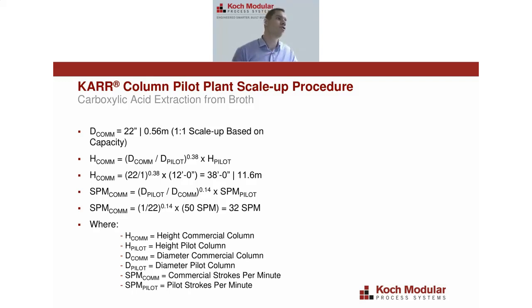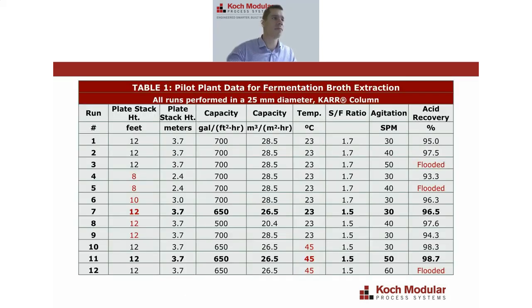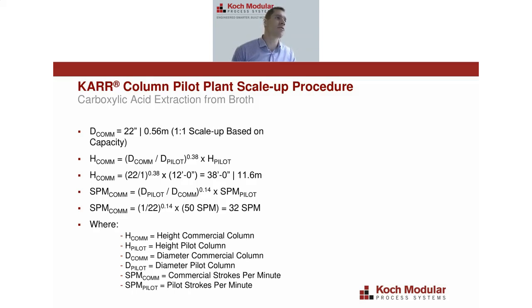So this slide shows how we scaled up to the commercial design. One nice thing about a Karr column is it's a 1-to-1 scale up based upon capacity. So since we knew that in runs 7 and 11 we were running at 650 gallons per hour per foot squared, we maintained that capacity for the commercial scale up diameter, which resulted in a diameter of 22 inches, since we knew the feed rate for the commercial design and the optimal solvent to feed ratio, which we determined through pilot testing.